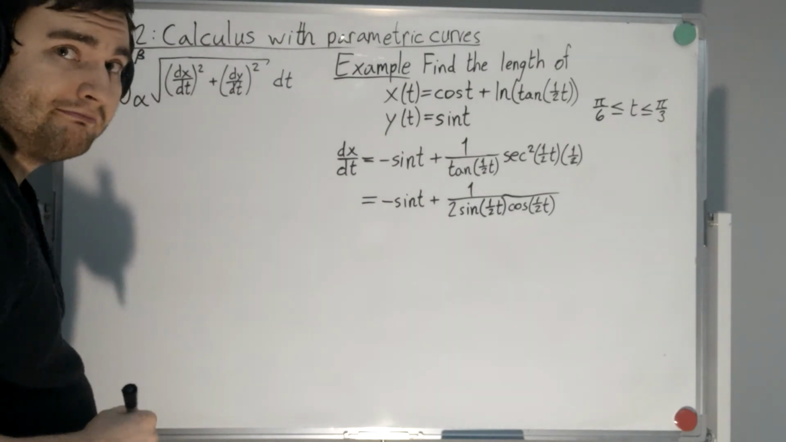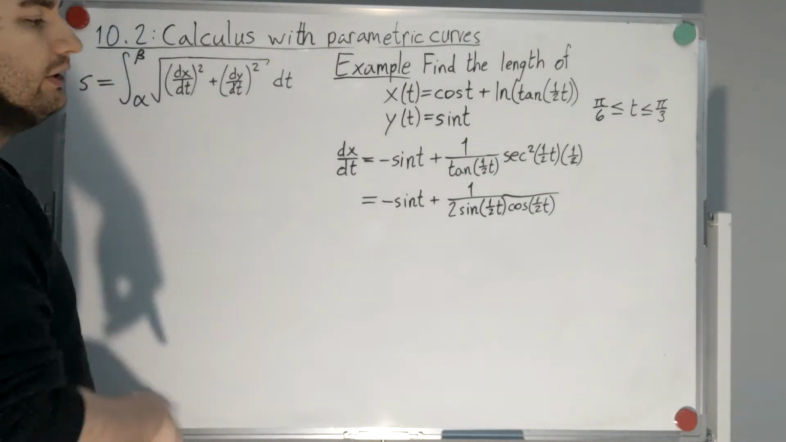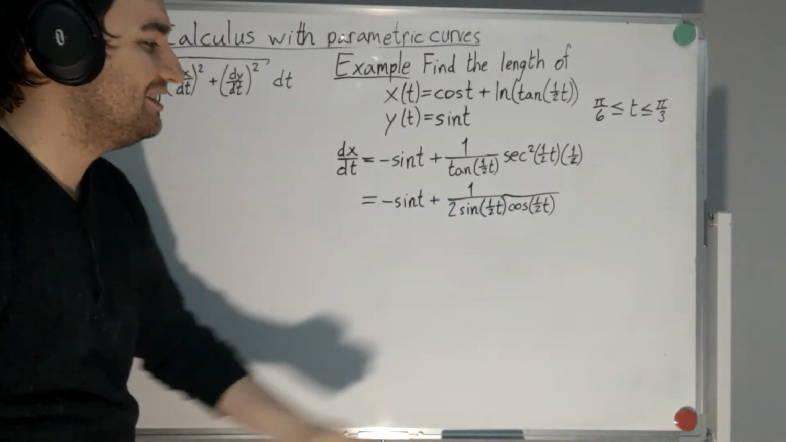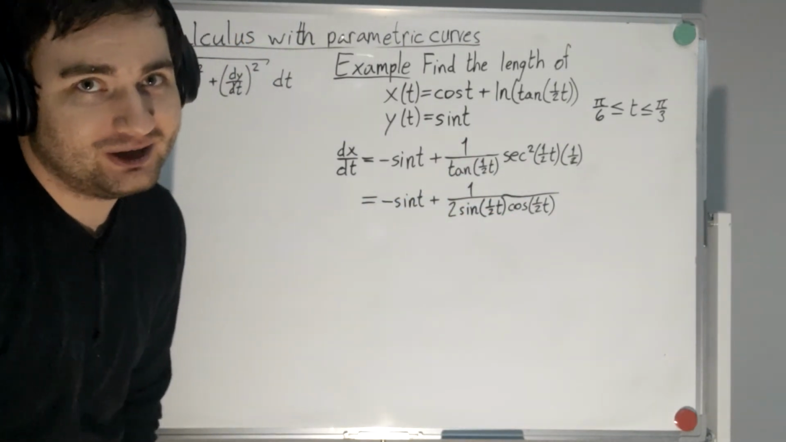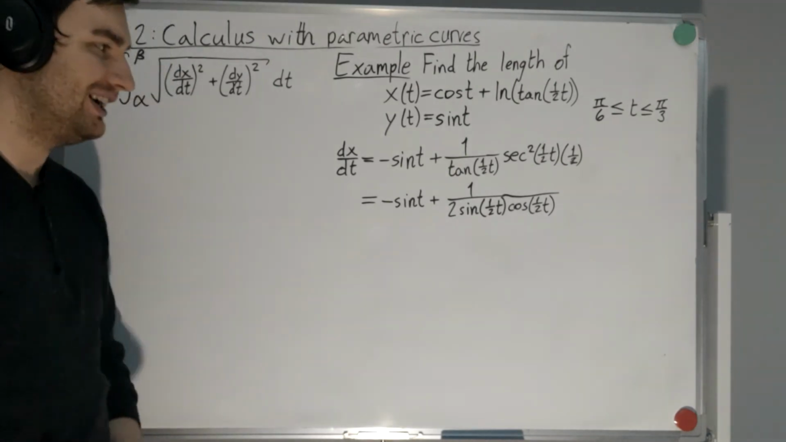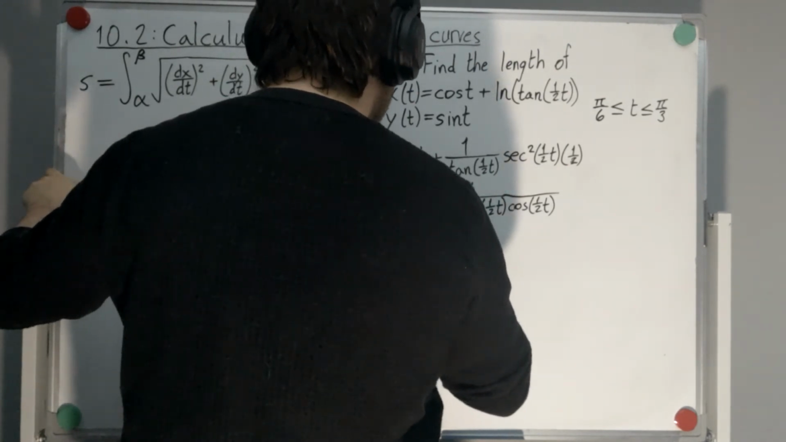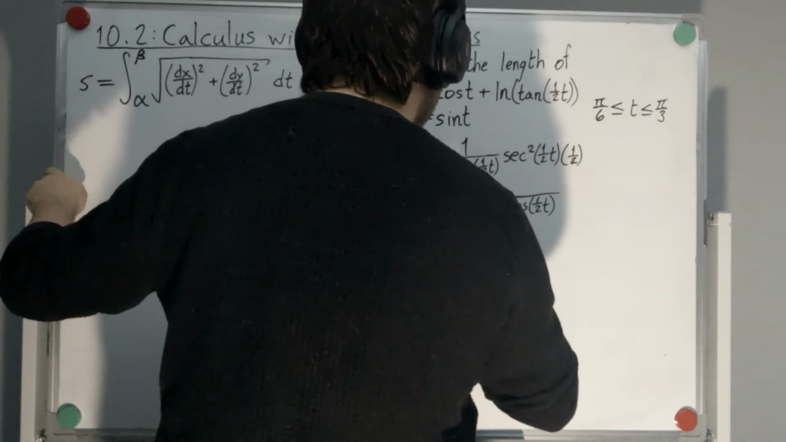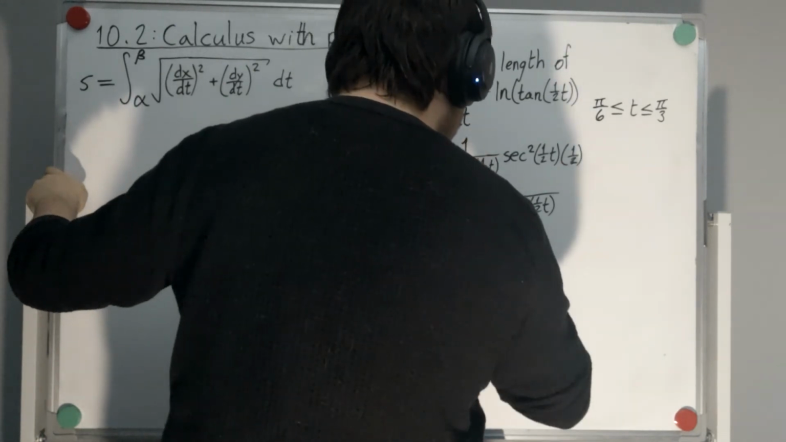And that's all on bottom. Okay. And then you might notice that this takes the form of the double angle formula for sine. Sine 2 theta is 2 sine theta cosine theta. Okay? So this is actually equal to negative sine t plus 1 over sine 2t. Wait, no, sine t, sorry.